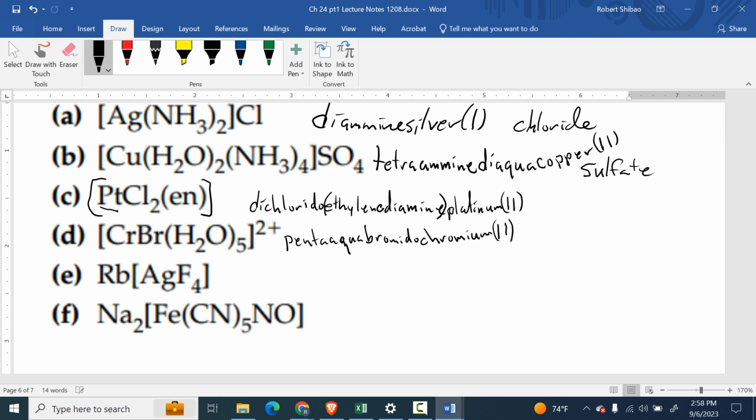Well, is that correct? Because if chromium is +2 and bromine is -1, +2 minus 1 adds up to what? +1, but this whole complex is +2. Waters are neutral, so it cannot be chromium 2. It has to be chromium 3. That means if I have +3 minus 1, that gives us +2. Waters are 0. Does that make sense?